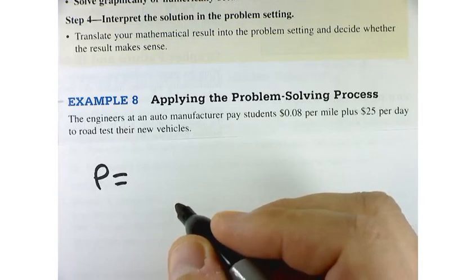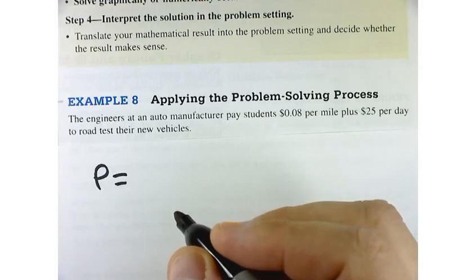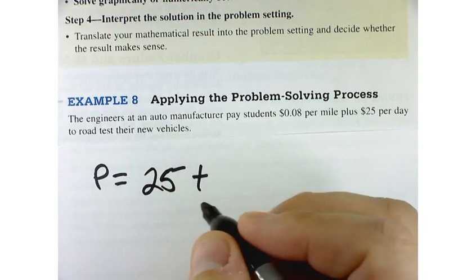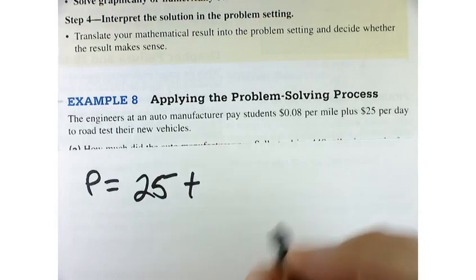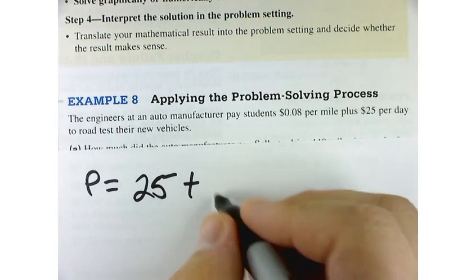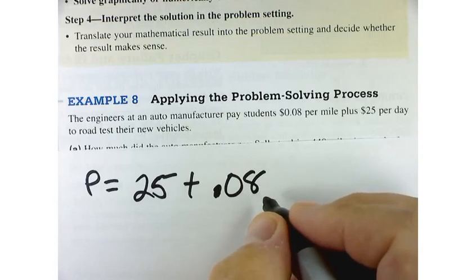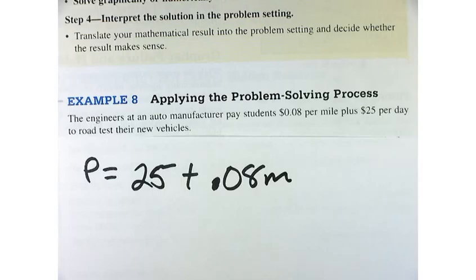They get 25 bucks no matter what, right? If they go 50 miles or 60 miles, does it matter? No. So we're just going to say they get 25 plus 0.08 per mile. So how would I write that? x. I'll put M for mile just to make it easy. All right, so this is our equation.